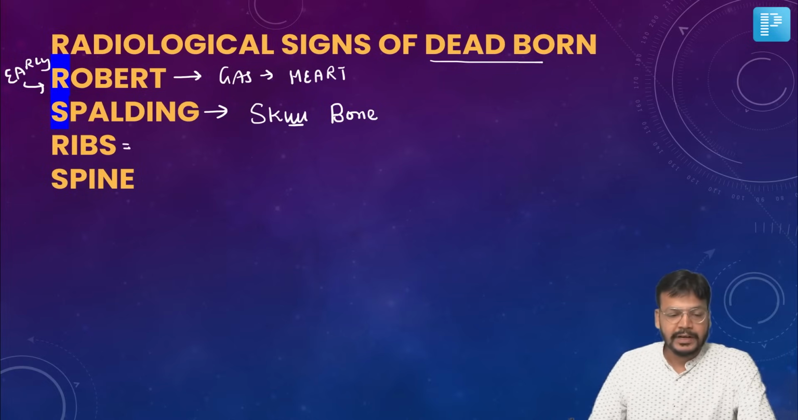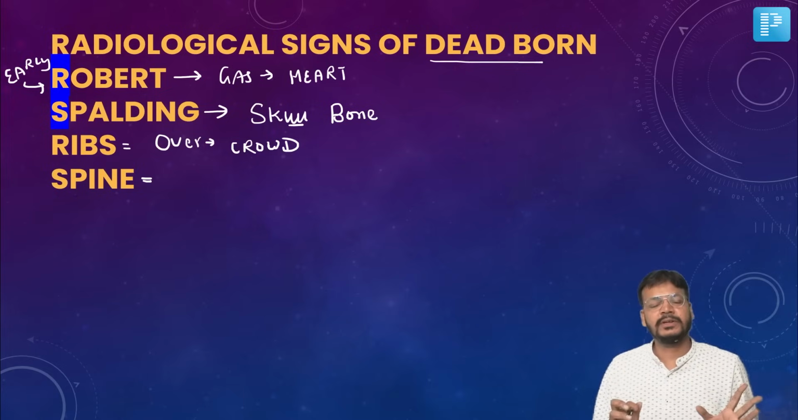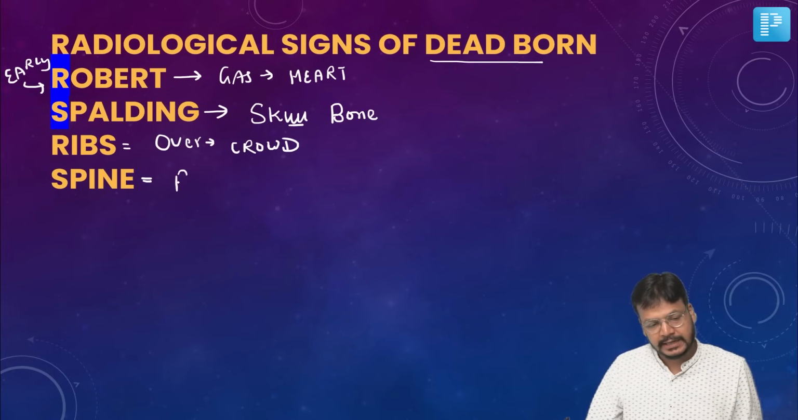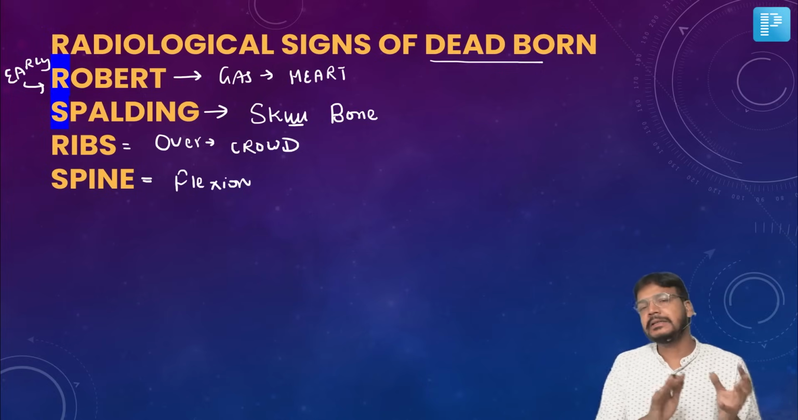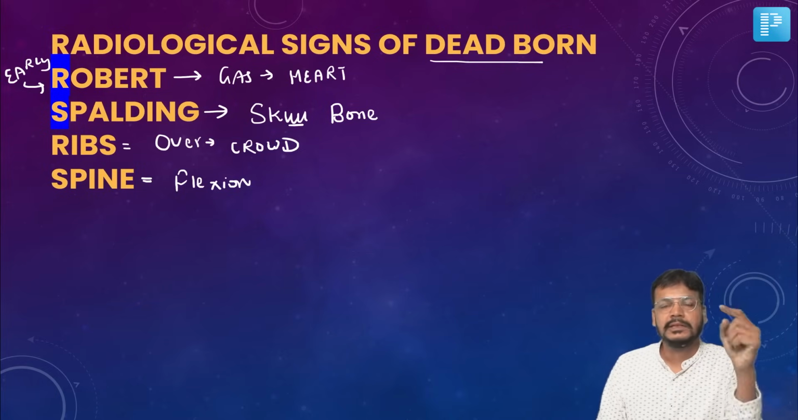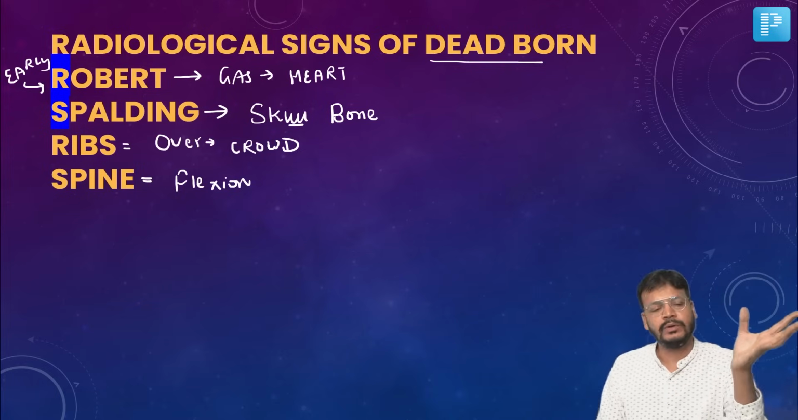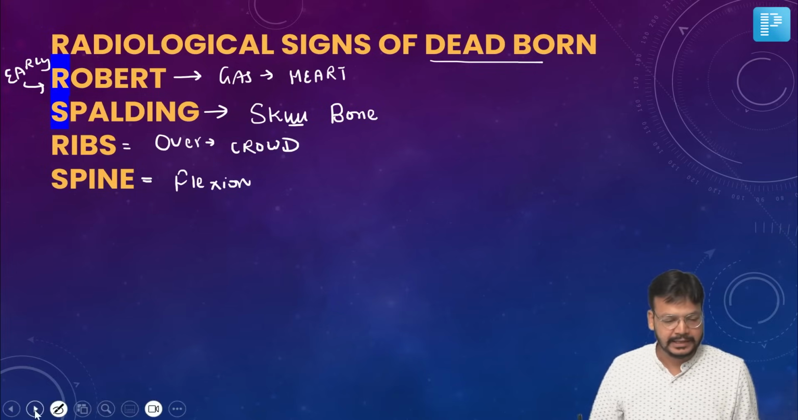Now, there will be overcrowding of ribs and spine, because the fetus is dead and no respiration has taken place. Your spine is in hyperflexion. These are the radiological signs of the dead fetus. Dead fetus means the fetus died inside the uterus. Earliest sign, Roberts sign. Spalding is related with skull bones, ribs are overcrowded and spine is flexed. These are the radiological signs.